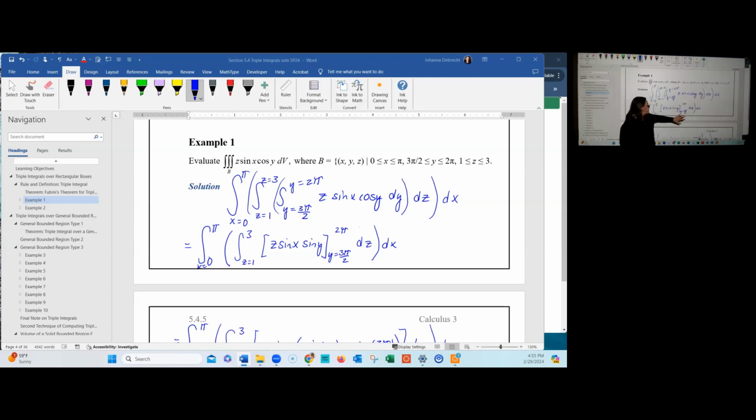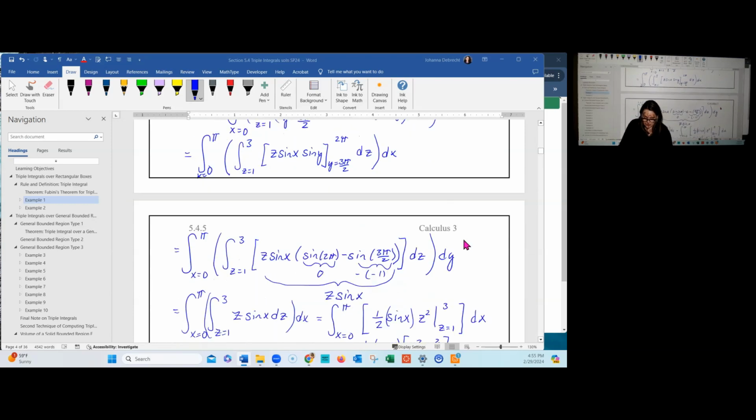So the integral of cosine is sine of y, and z sine x is considered a constant factor. I evaluate between 3 pi over 2 and 2 pi, and the sine of 2 pi is 0, and the sine of 3 pi over 2 is a negative 1. So I get 0 minus a negative 1, which is positive 1. This then gives me a new integrand for the outside two integrals of z times sine of x times 1, or just z sine x.